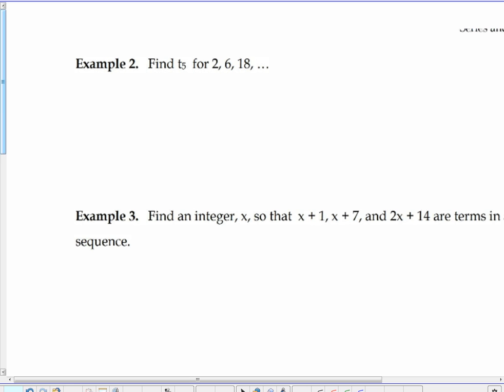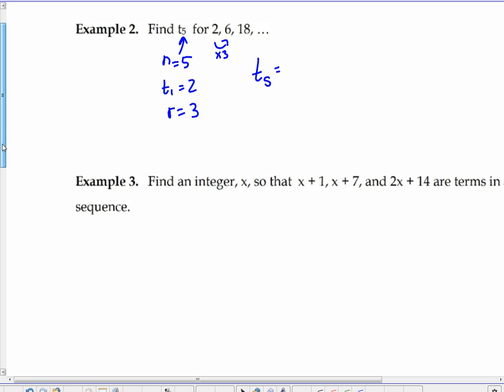Term 5. Okay. That one's straightforward. Yes? No? Yeah? Okay, because you know n, your subscript there is your n, you know your first term, and you know your common ratio is 3. You're multiplying by 3 each time, so you're just plugging it into the formula. Good? Can we move on from that one? Yeah? Okay.